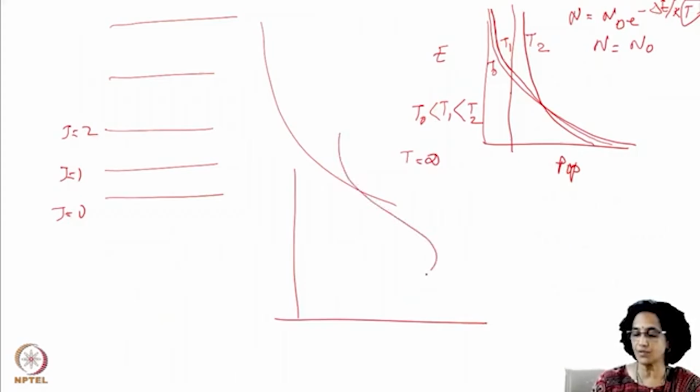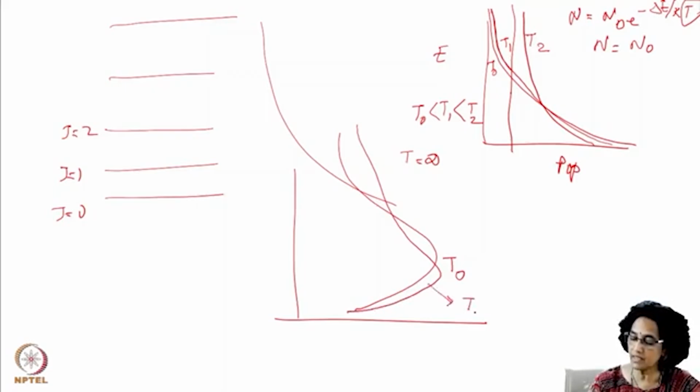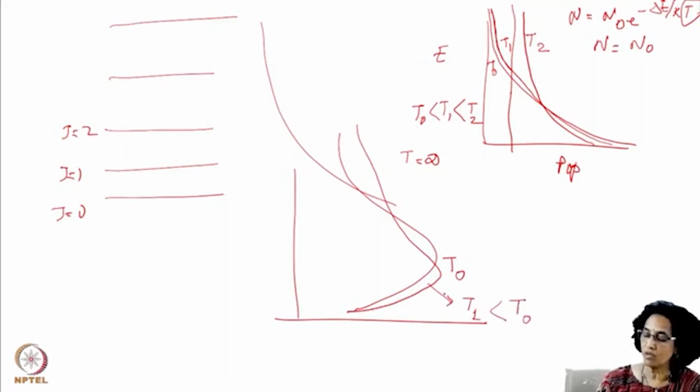While we have shown it to be like this for a particular temperature, T0, as the temperature increases, once again, the population will increase on the higher levels before it starts reducing. For T1 less than T0, a lower temperature, the population will peak at a lower level, and for a higher temperature, the population will peak at a higher level as it goes to the higher J levels.